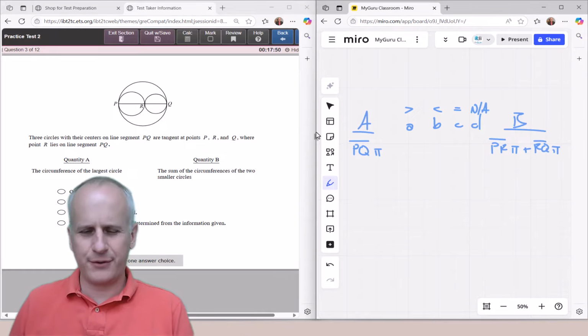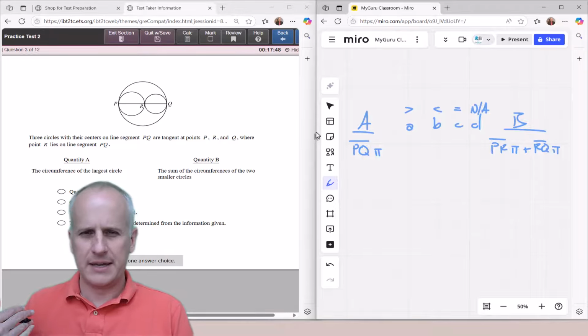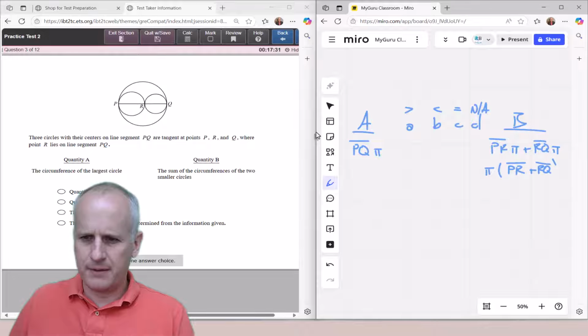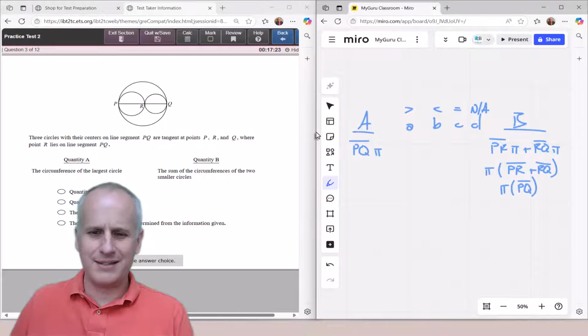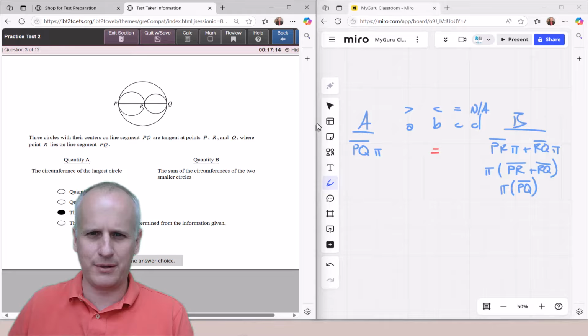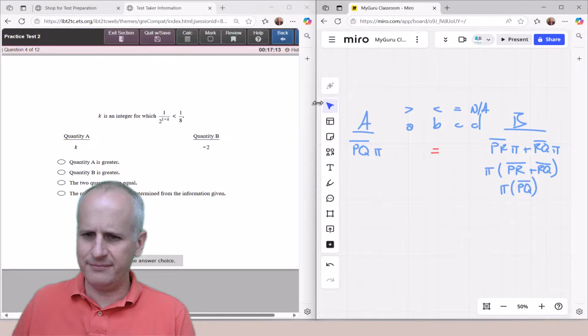Now, the best position for the quantitative comparisons is going to be to manipulate manually through technical algebra or arithmetic. And I should recognize the possibility that I could factor a pi out of both of those two pieces in quantity B, which would leave me with PR plus line segment RQ. And then I should recognize, well, PR plus RQ is just going to be pi times line segment PQ. These things have to be equal, and I don't actually have to draw anything, model anything, plug in anything. We select C, and again, we can move right on to our next question.